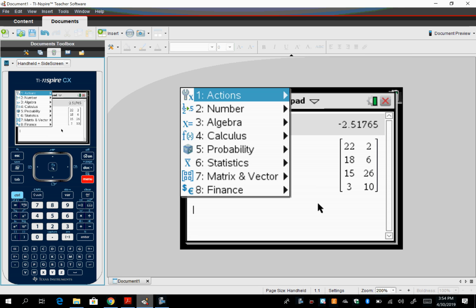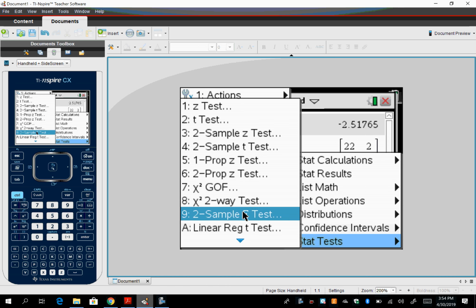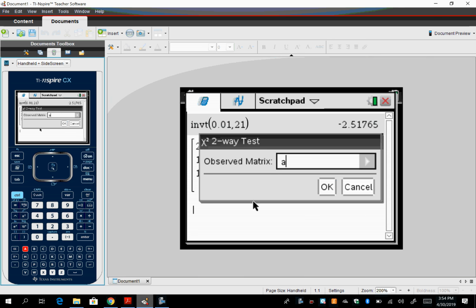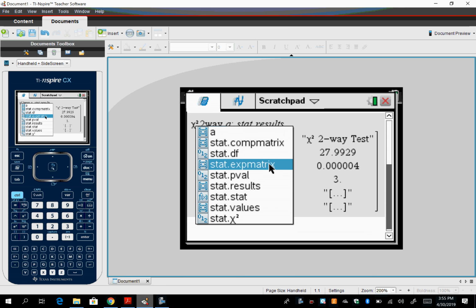Menu. Stats. Stat tests. I believe this is an independence test, but you'll notice homogeneity or independence is the same one. Two-way test. We have A as our observed matrix. Do you remember how to get the expected matrix? Hit variable, expected matrix.